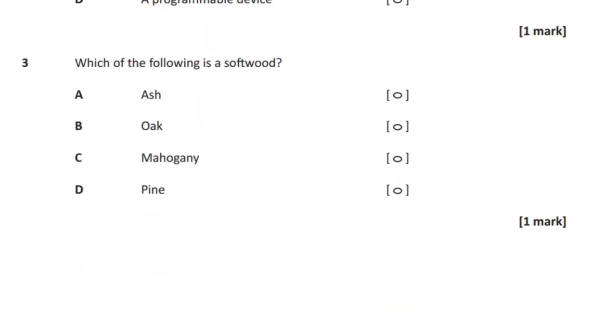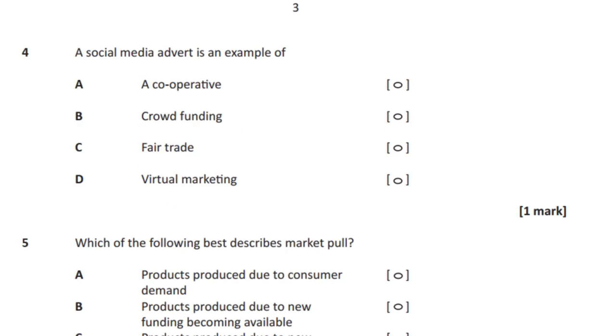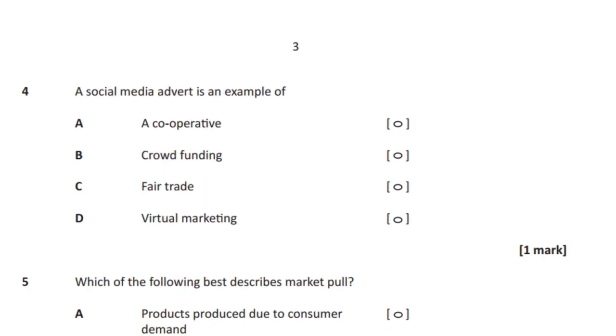Question three. Which of the following is a softwood? Well, softwoods, pine is a very, very common softwood, so it has to be D, pine, which means that ash, oak, and mahogany are hardwoods. And remember, hardwoods have broad leaves, and trees like pine, which are softwoods, normally are coniferous and they have needles as their leaves.